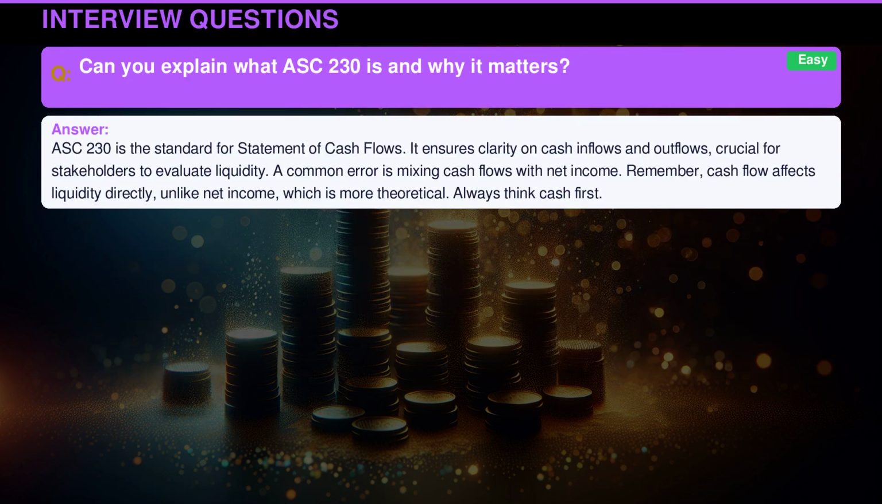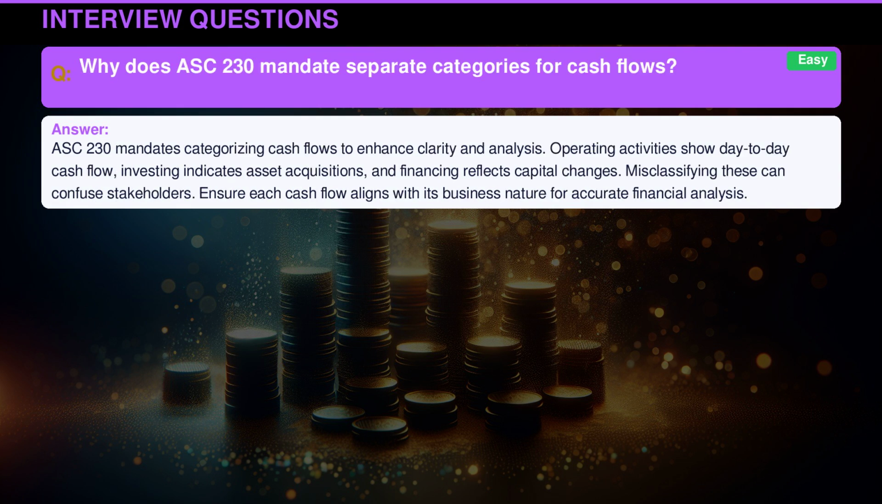ASC 230 is the standard for statement of cash flows. It ensures clarity on cash inflows and outflows, crucial for stakeholders to evaluate liquidity. A common error is mixing cash flows with net income. Remember, cash flow affects liquidity directly, unlike net income, which is more theoretical. Always think cash first. ASC 230 mandates categorizing cash flows to enhance clarity and analysis.